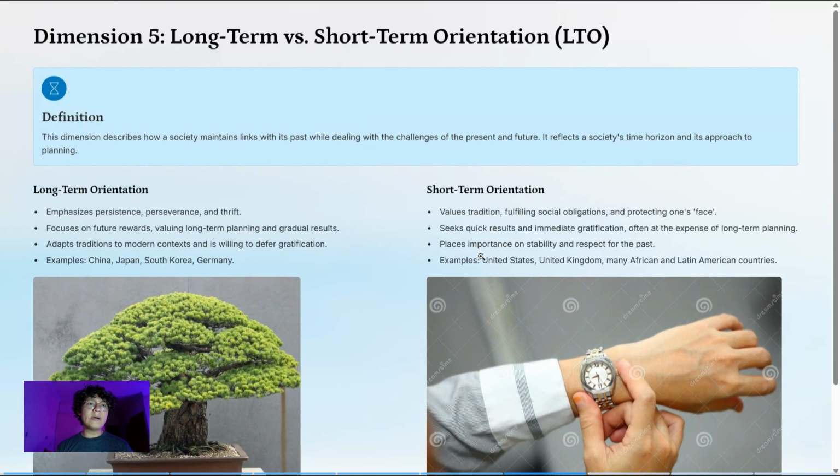So now let's talk about the fifth dimension, long-term versus short-term orientation. Long-term oriented cultures value persistence, future rewards, and planning. Meanwhile, short-term oriented cultures prefer traditions, quick results, and immediate outcomes. This dimension helps us to understand how students see progress. Some expect fast results, while others are comfortable with slow, steady improvement.